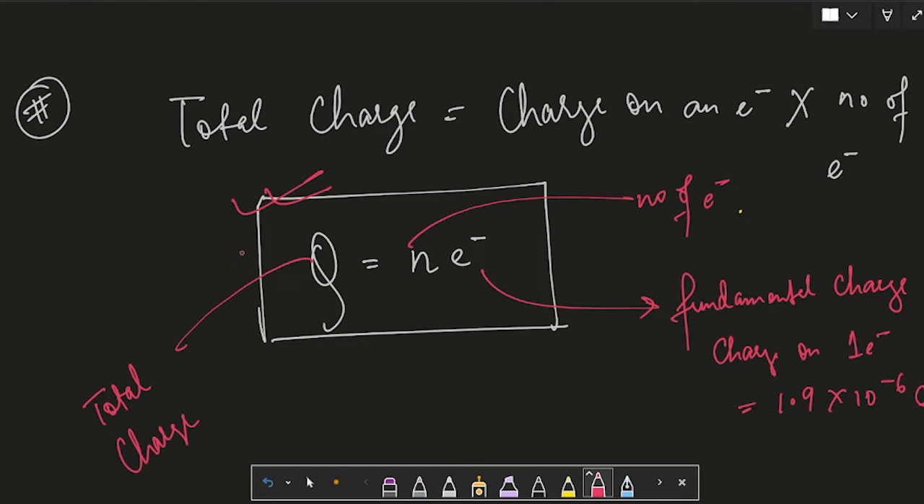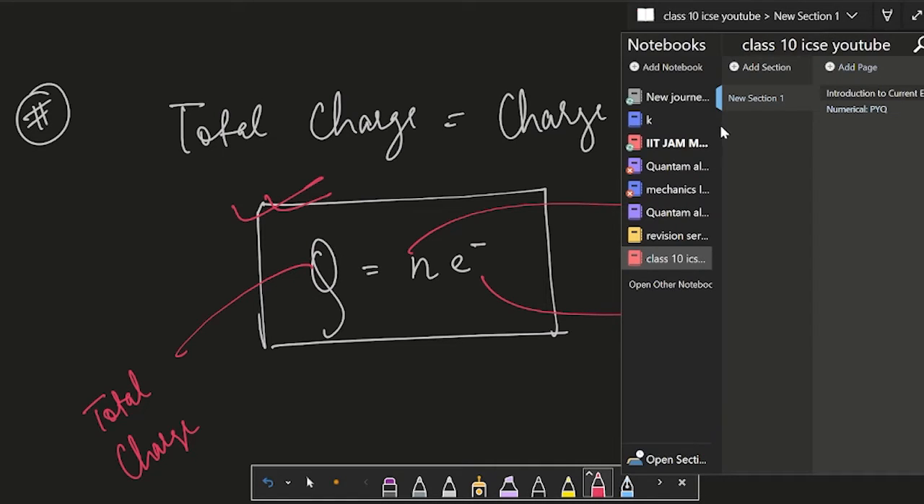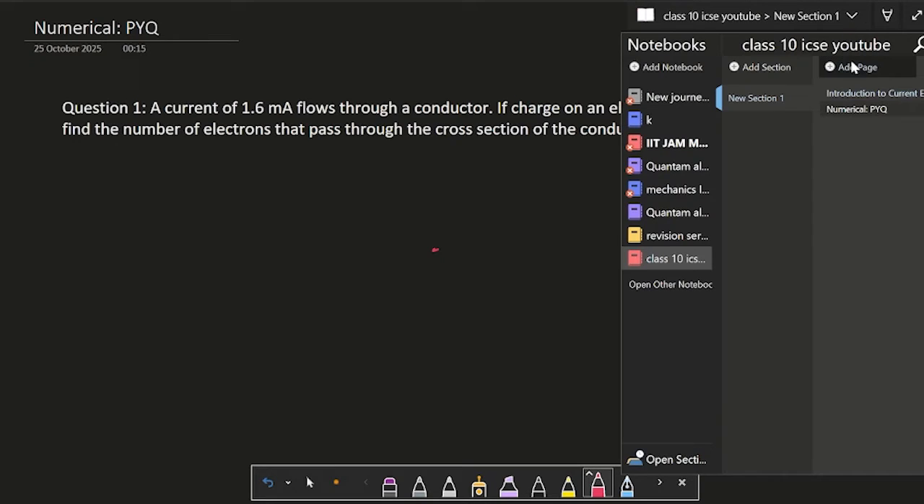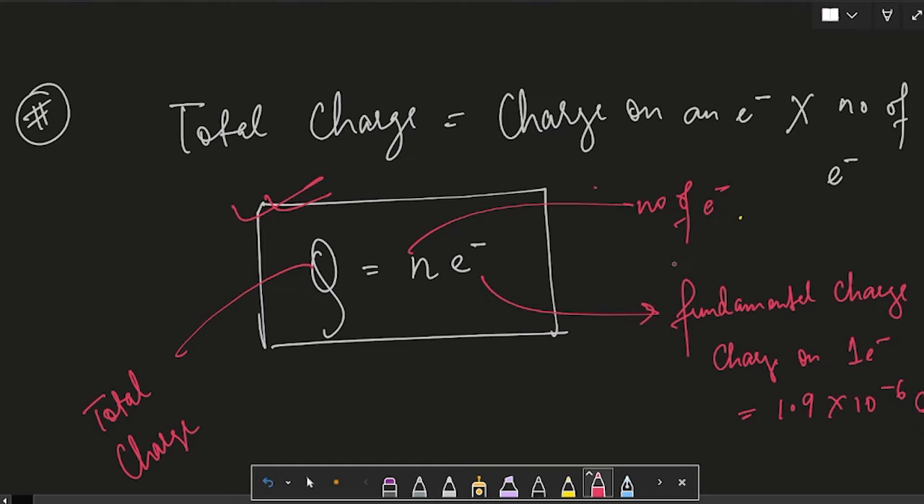Before moving on, I think we just need to quickly solve a numerical. Let's go to this part, numerical, which is inspired by a previous year question. Here we have a question. This question requires you to know a few more things, so let's go back here. Okay, this is what you've got to remember.